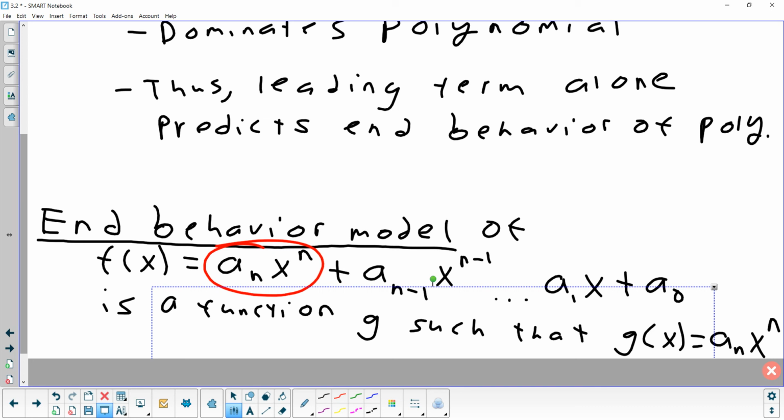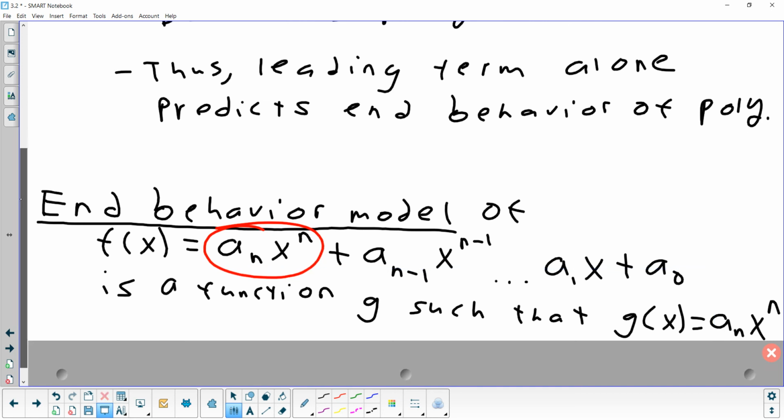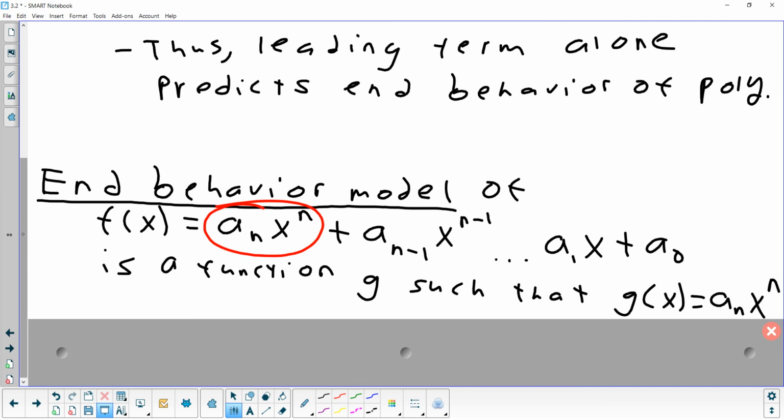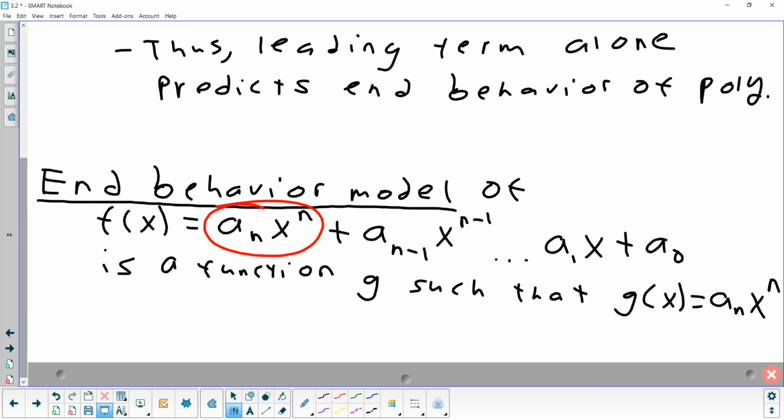Yes, f of x might have some little twists and turns and other things because of these other terms, but if you zoom out to infinity, as far out as you could, and look at the big picture, these two graphs would pretty much look exactly the same. So f of x is just a long polynomial, and then g of x is the highest degree term in that polynomial. And g of x is called the EBM, end behavior model.